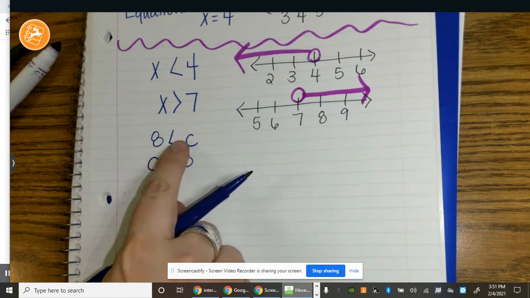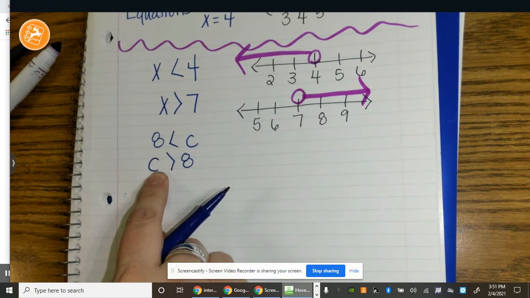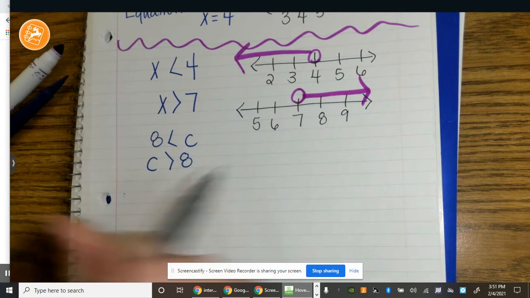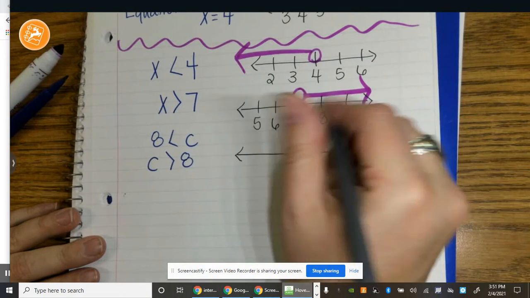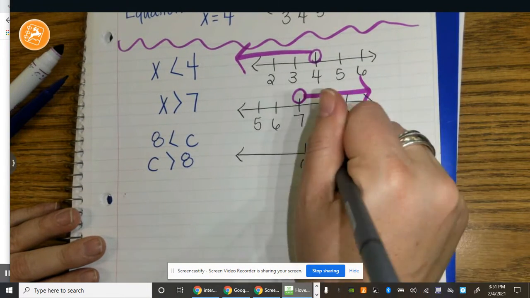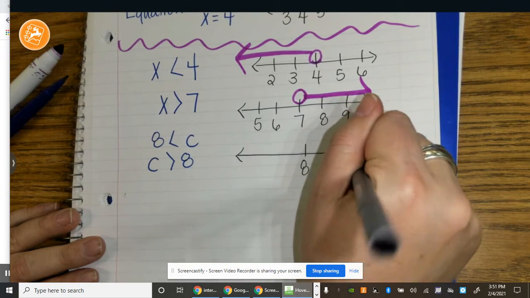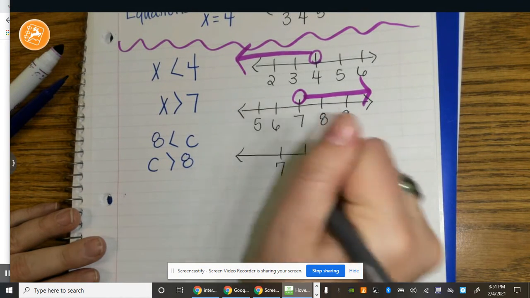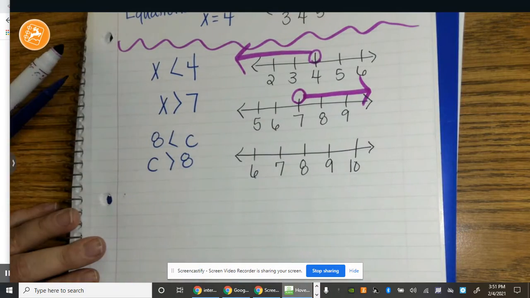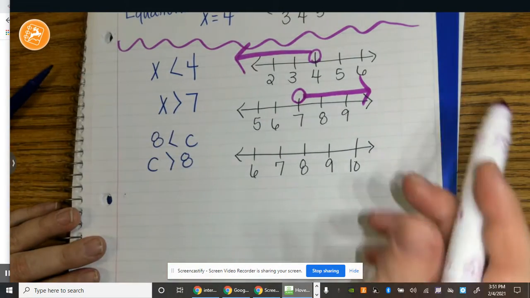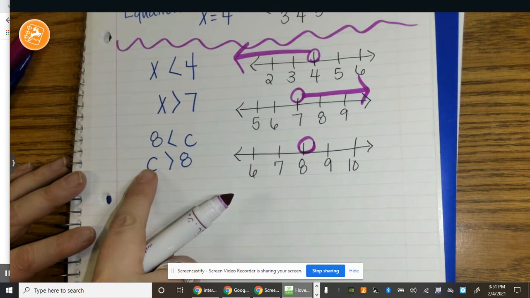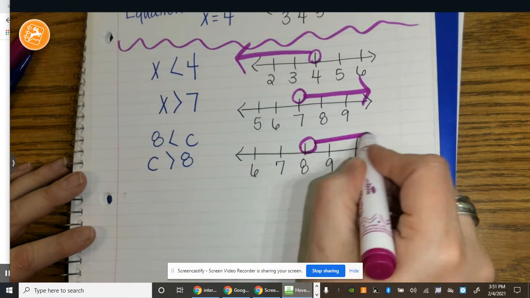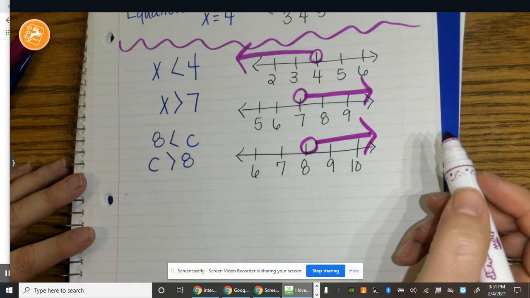Do you see how the mouth's open to C? The mouth is open to C. It's the same thing. Okay, I draw my number line, blank number line. Have to make sure I put an 8 down somewhere. So there's my 8, 9 and 10, 7 and 6. So again, I'm going to put my circle over 8. And I'm looking for all numbers greater than 8. So my arrow is going to go to the right.